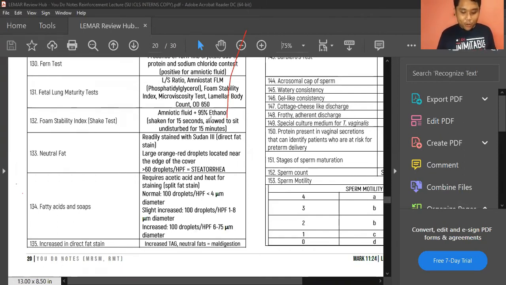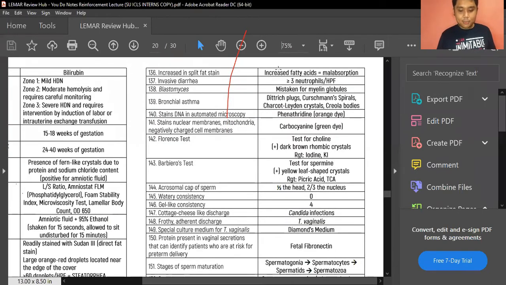Increase in the direct fat stain, or the neutral fat stain, that is maldigestion. So, right? If the first slide is increased, that's maldigestion. And if the split fat stain is increased, that's malabsorption. Okay, so take note, if the first slide or the neutral fat stain is increased, maldigestion. If the second slide or the split fat stain is increased, you have malabsorption.